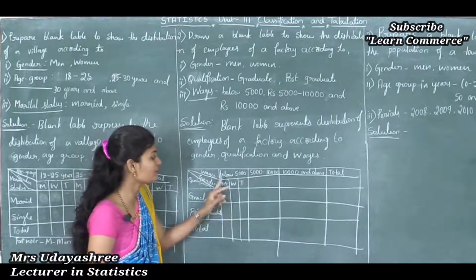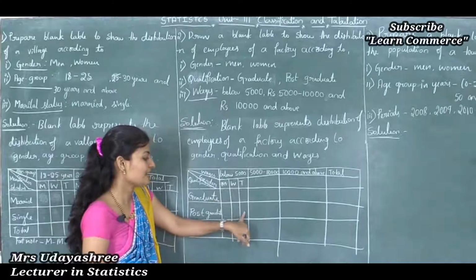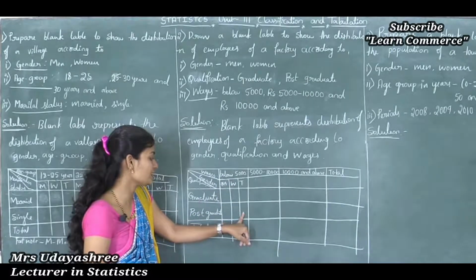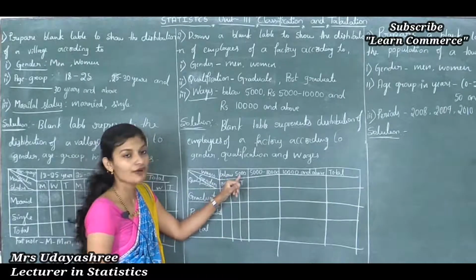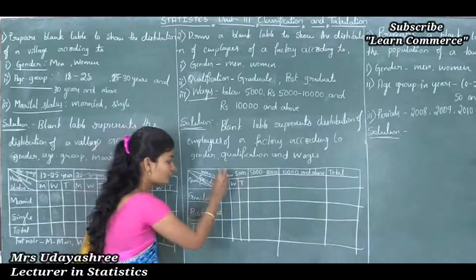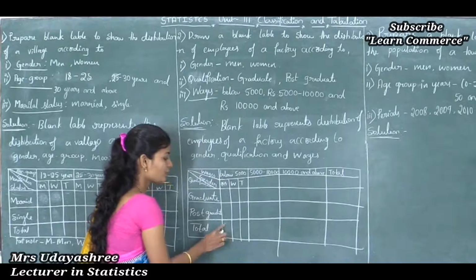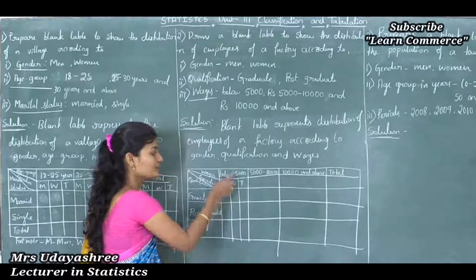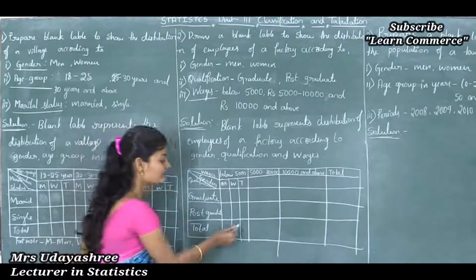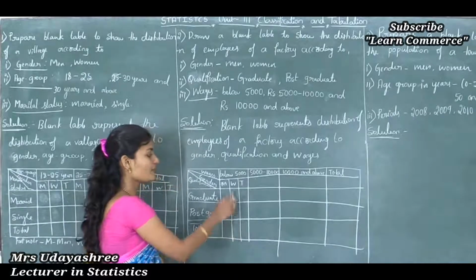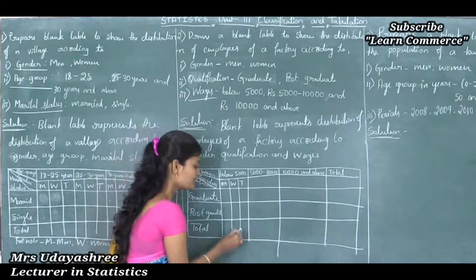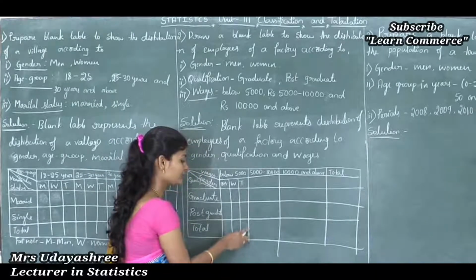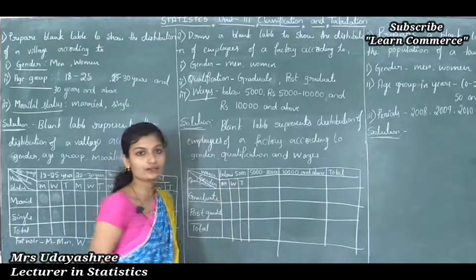postgraduate population with below 5,000 wages, and this column indicates the total number of postgraduate population with below 5,000 wages, and this column indicates the total number of men with below 5,000 wages, and this column indicates the total number of women population with below 5,000 wages, and this column indicates the grand total of below 5,000 wages.